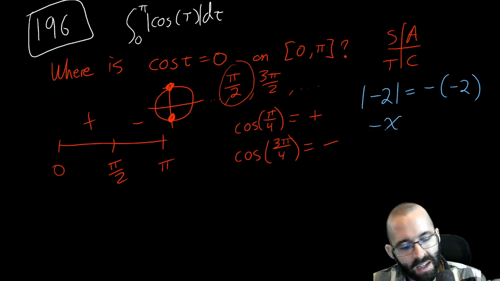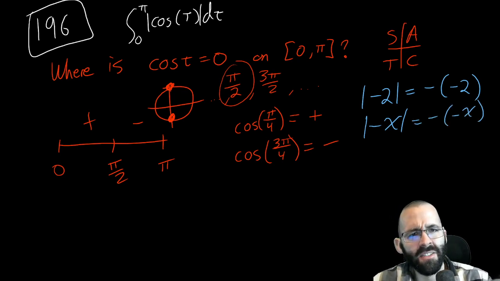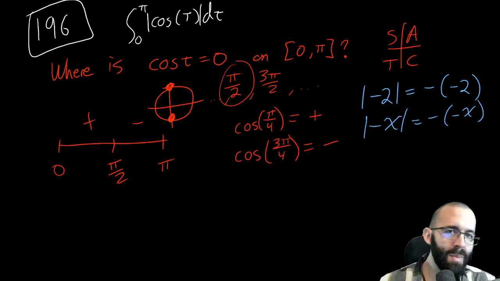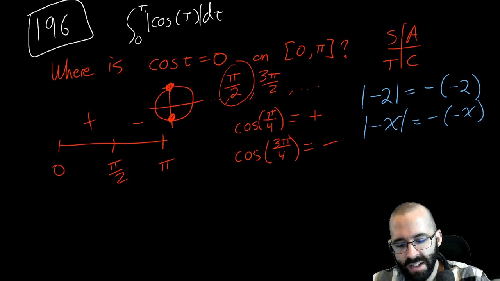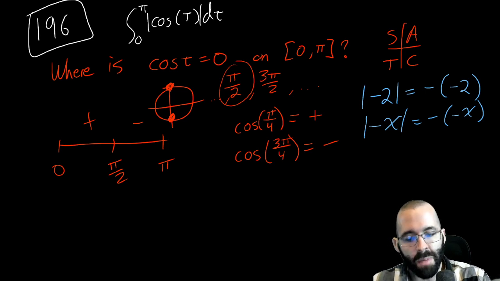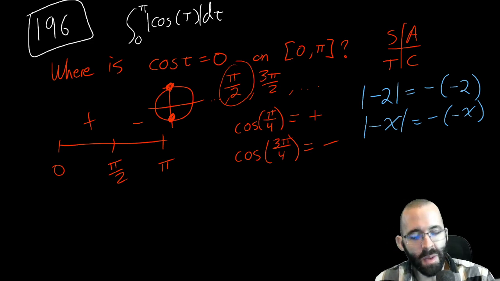How do you rewrite -x with an absolute value? It's the same thing. You just add a negative. Negative doesn't necessarily mean negative. Negative means opposite. The opposite of opposite gets you back where you started. So if cosine's negative on an interval, we can make it positive by just adding a negative in front. And then it'll be positive.